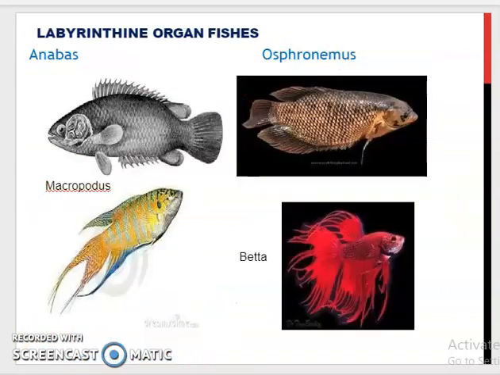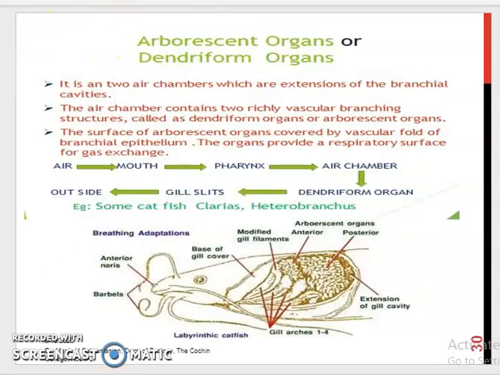These are the fishes in which labyrinthine organs are present: Anabas, Osphronemus, Macropodus, and Betta. Next, we will pass on to the next accessory respiratory organ, that is the arborescent organ or dendriform organ, and these organs are seen in Clarias fishes.